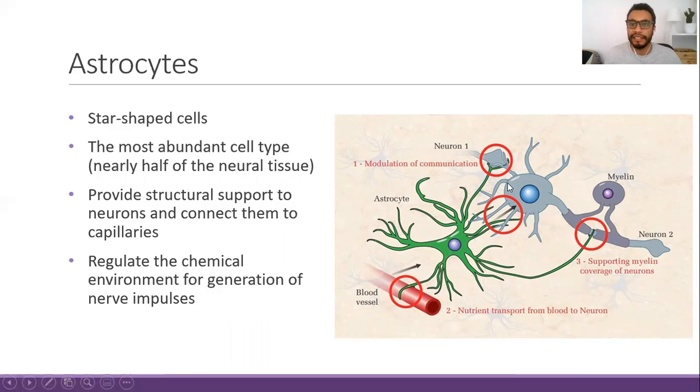The nerve impulses always come from the cell body, and for an electrical impulse to propagate from the cell body to the axon, it needs support, it needs nutrients, and also communication. So this is the function of the astrocyte.